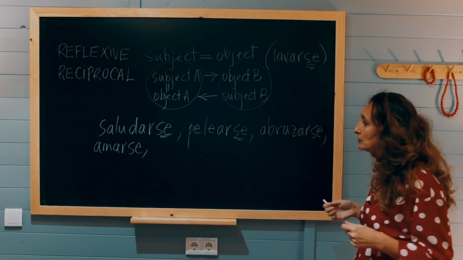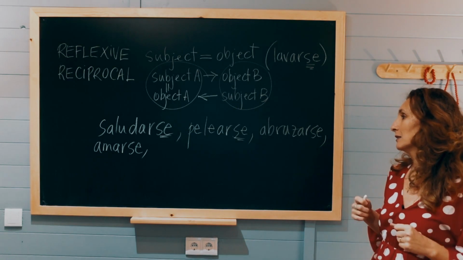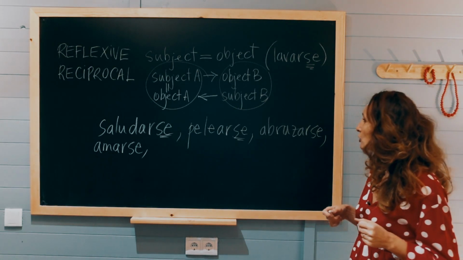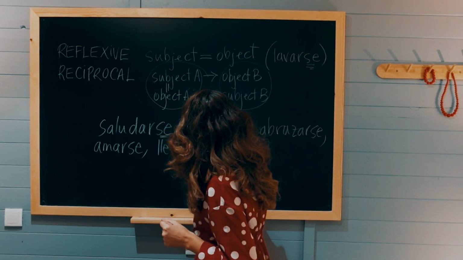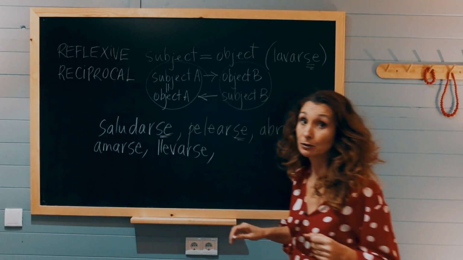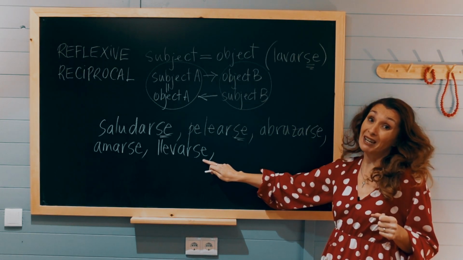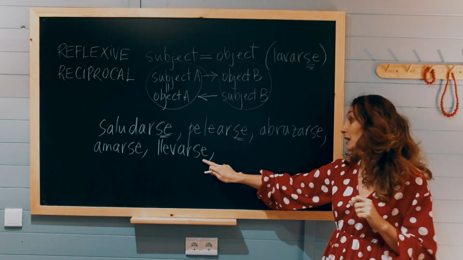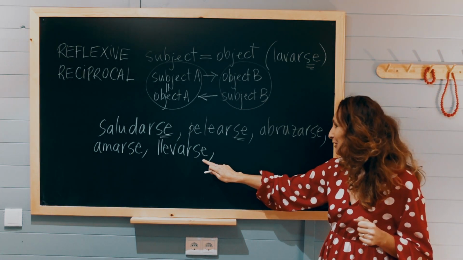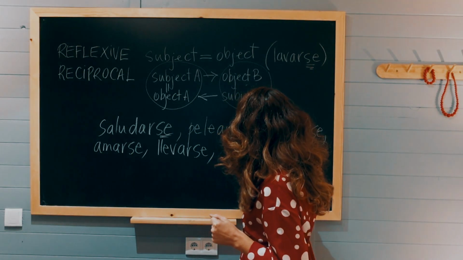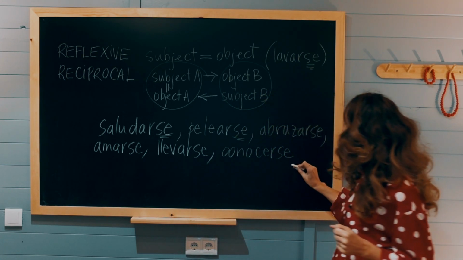Loving each other, no? I don't know. Adam and Eve loved each other. Again, each other. Then in Spanish, llevarse is a reciprocal verb, and it means to get on. No, llevarse bien, they get on well, and llevarse mal, they don't get on very well. To know each other, conocerse, no, or to meet.